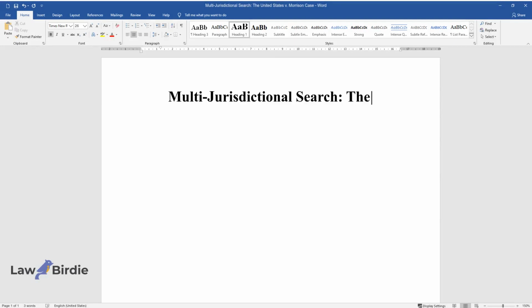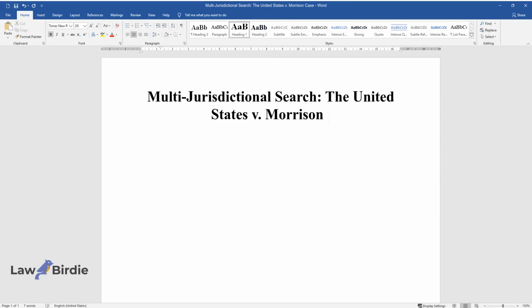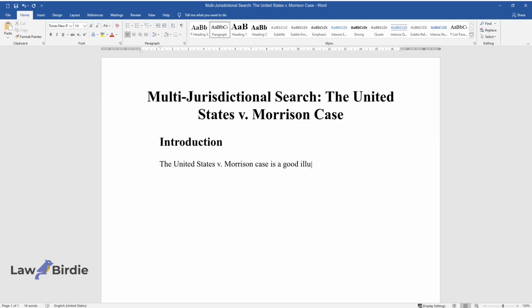Multi-Jurisdictional Search, the United States versus Morrison case. Introduction. The United States versus Morrison case is a good illustration of a multi-jurisdictional search.